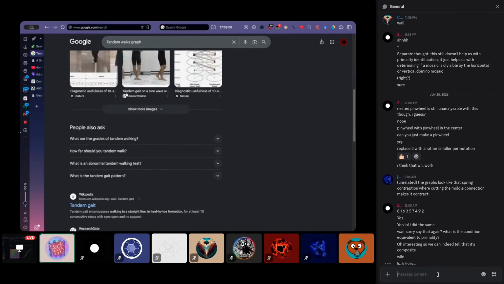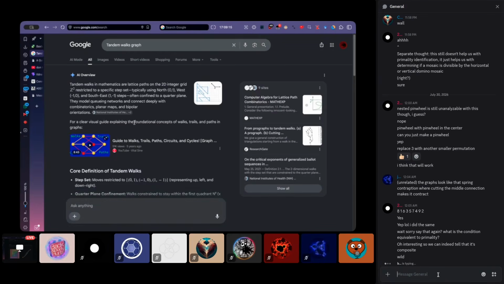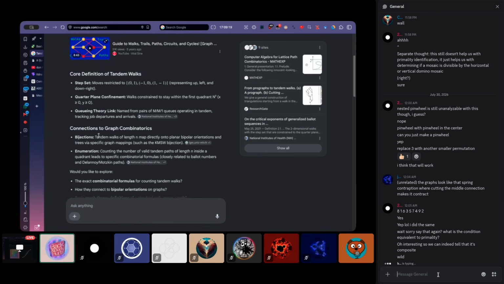It's wild how everything is corresponding to everything. Yep, and tandem walks map directly onto planar bipolar orientations, and planar bipolar orientations map directly to Baxter permutations, as well as mosaics. Quite wild.